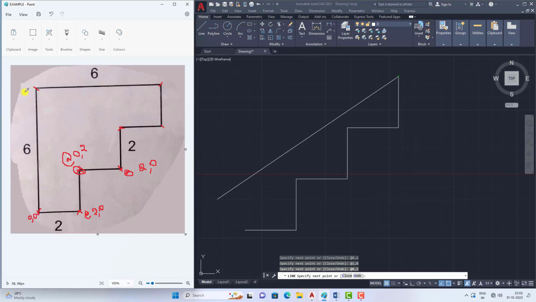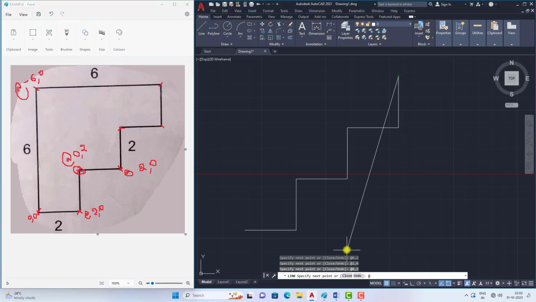So what is the quadrant value of this? So @ x distance I need to move -6,0. So to come here, it won't take @0,0. If you give the value @0,0, it won't take.